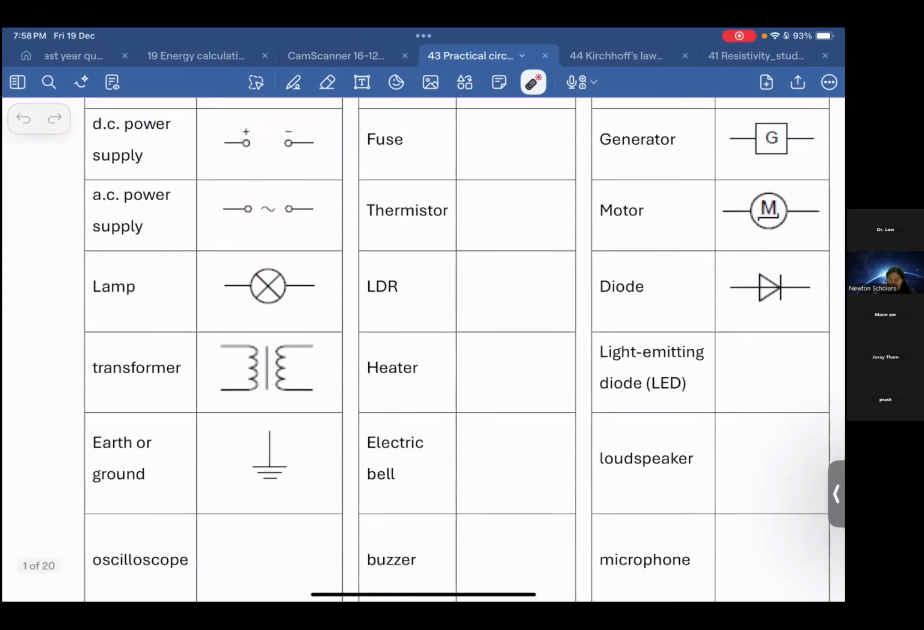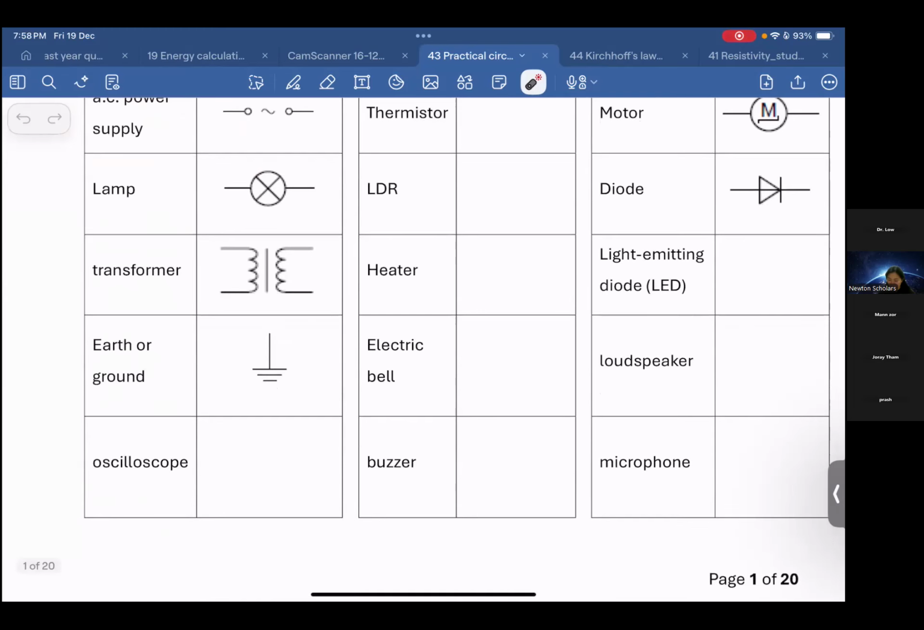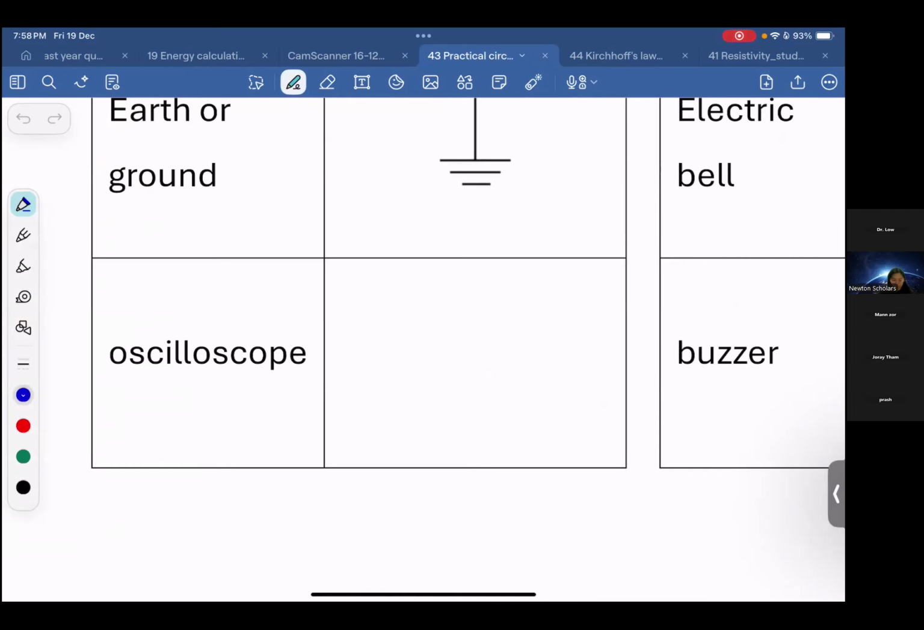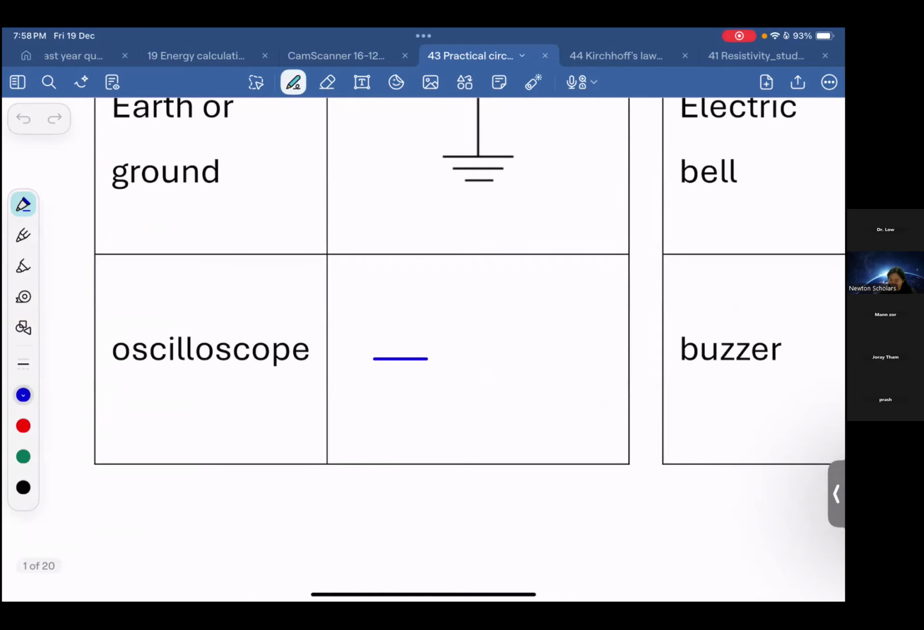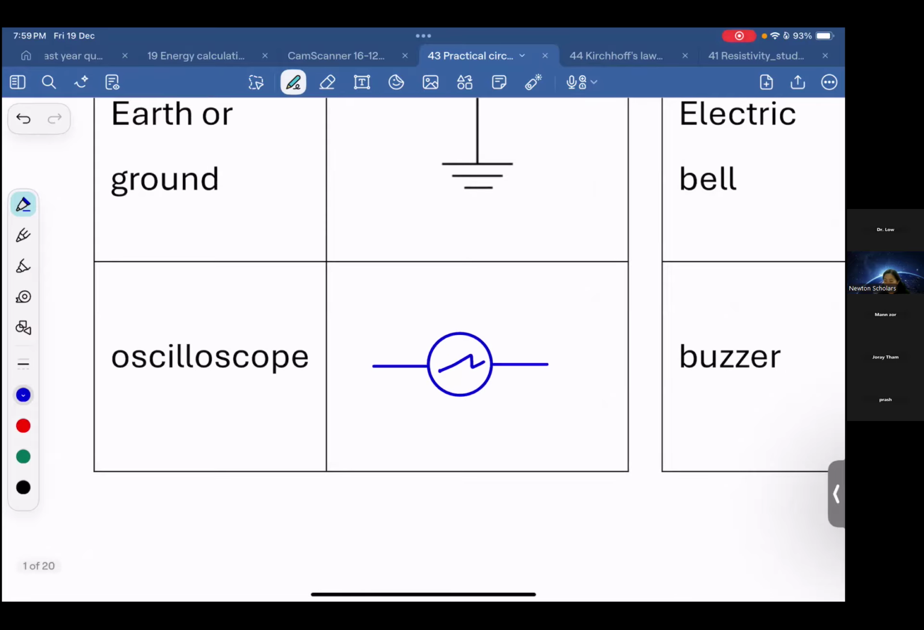Okay, then this one is a lamp, or we call it a bulb, transformer. Then this one is earth or ground. Oscilloscope, this is something new we didn't learn in year 11. So you draw together like this. Something like this. This is the oscilloscope. An oscilloscope can display the waveform. Not wavefront, it's waveform.